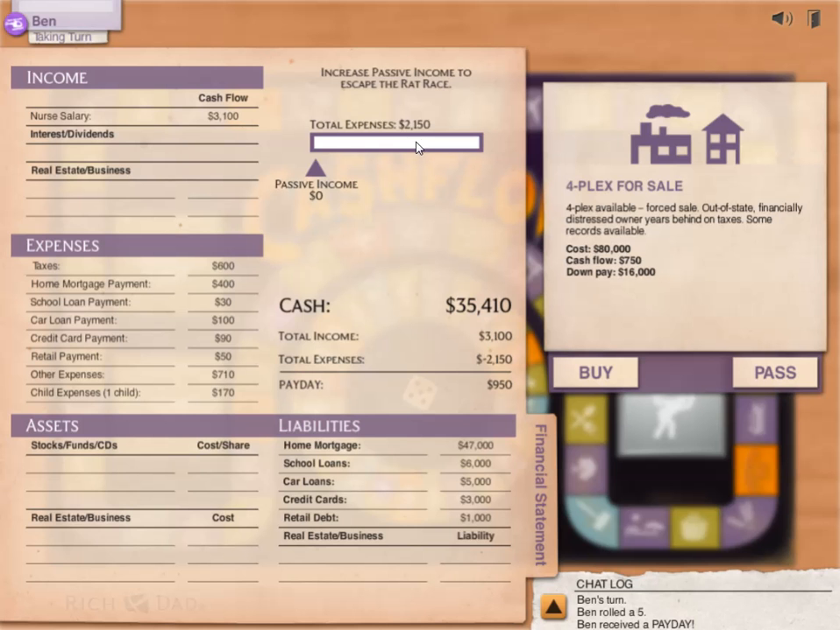Now we only need $2,150 to retire, and the down payment's $16,000. We can easily afford that. It's less than half. So let's go ahead and buy that one for now.